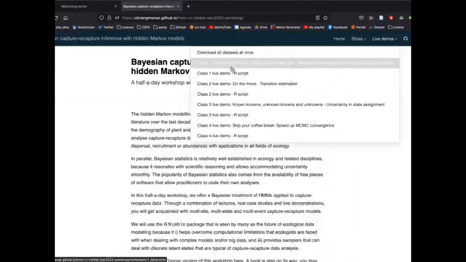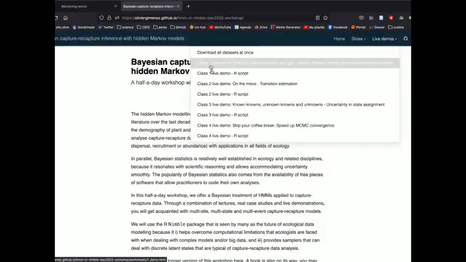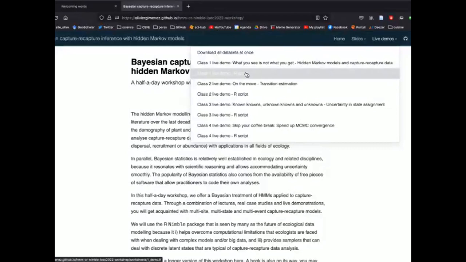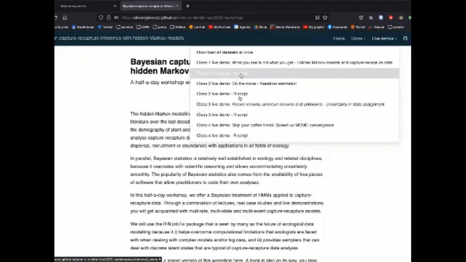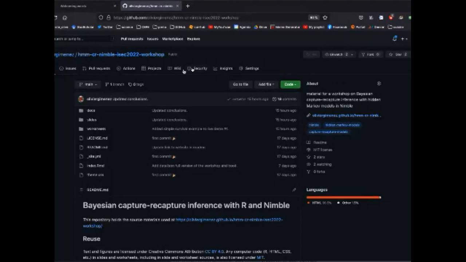You see, you have two documents for each live demo. One is the HTML file, so the slides. And then you have the R script as well, so that you can pick whatever you want, either the slides or the R script. We will work with the R script. It's easier, more convenient. And then you have the GitHub page. If you click on this icon, you'll be sent to the GitHub website.